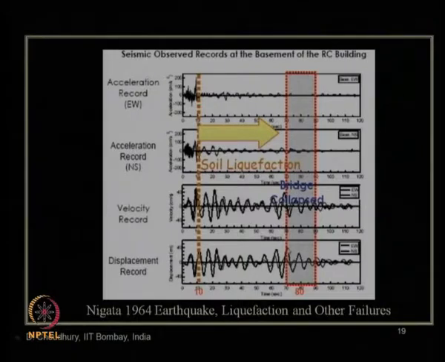And you can see over here the displacement record, which is nothing but integration of this acceleration record twice, and that gives us the maximum displacement occurring at these locations, which finally causes the damage of the structures constructed on that site on this liquefied soil.